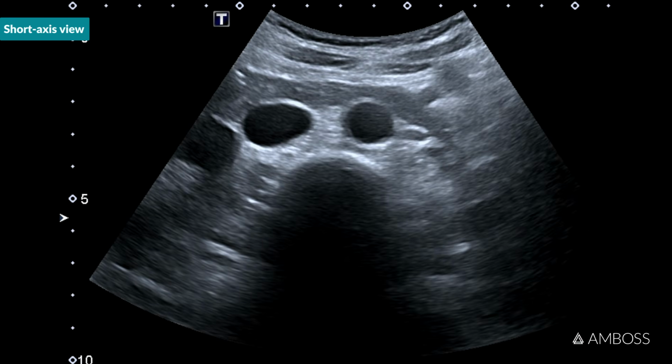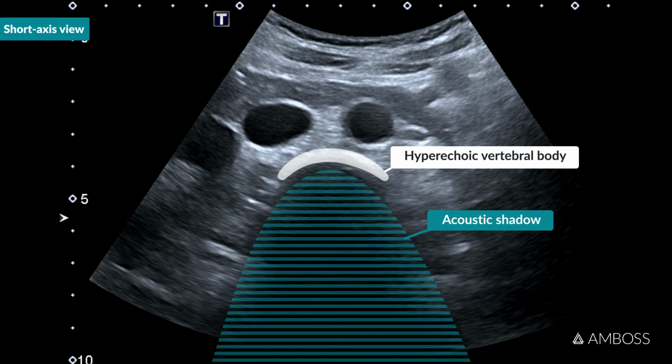You can now clearly make out two anechoic structures lying just anterior to the hyperechoic vertebral body and its large acoustic shadow. To the left of the image, just to the right of the patient's midline, is the inferior vena cava, which we'll refer to as the IVC from now on. To the right of the image, just to the left of the patient's midline, you can see the abdominal aorta.